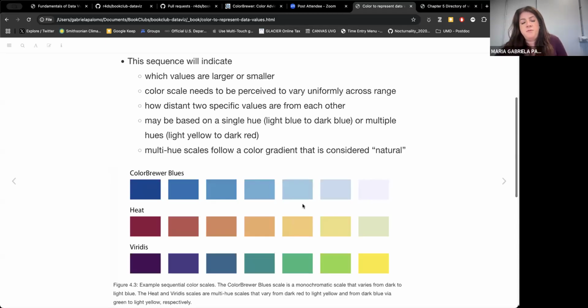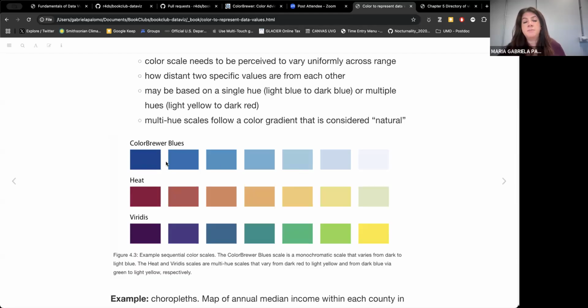That's super helpful for the viewer or for the person reading or analyzing the graph, so that they understand that each one of those steps represents the same amount. So that means how distant two specific values are from each other is exactly the same. It may be based on a single hue, like here with the blues, that goes from dark blue to light blue, or it can represent multiple hues, like the one here from a color palette called Heat. And this goes through multiple hues, from light yellow all the way up to dark red.